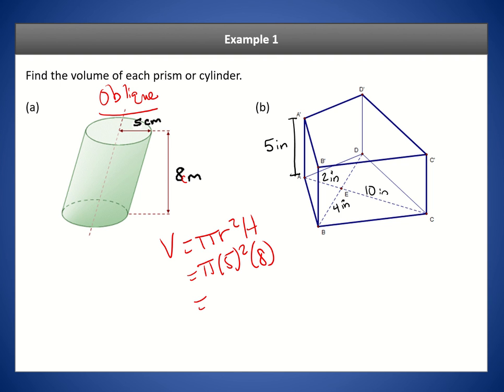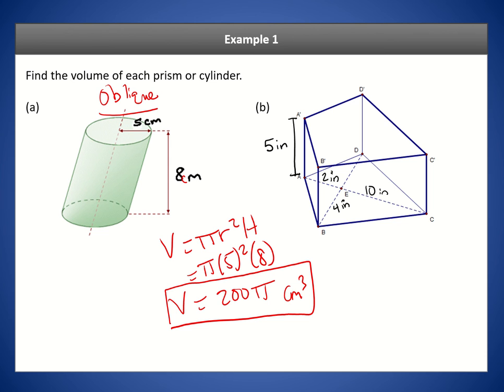So 5 squared is 25, and then you have 25 times 8, which we'll do on the calculator here. You get 200, so you get 200 pi. And this is going to be in centimeters cubed. Remember, volume is always in cubic units. Area is always in squared units. And of course, you can put this in the calculator and get a decimal out of this.